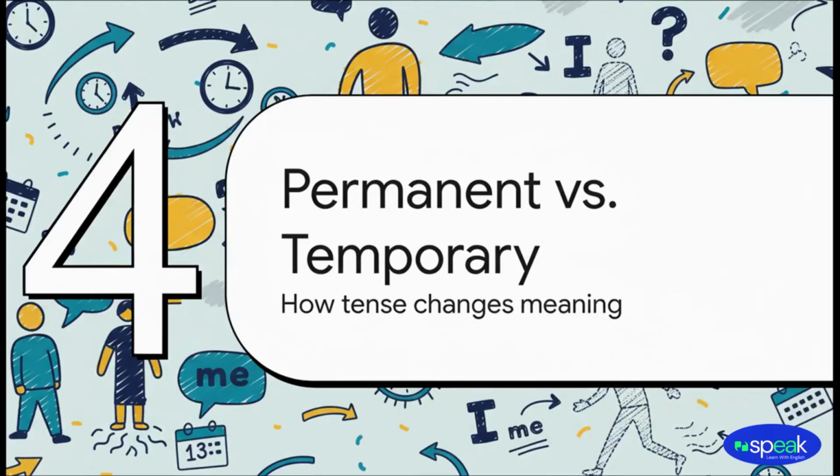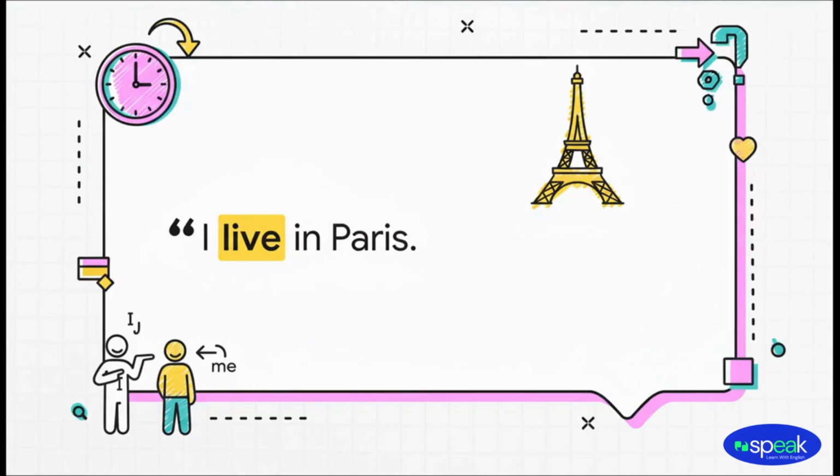Next up, let's talk about how one tiny change, switching from present simple to present continuous, can completely change how someone sees your entire life situation. This is a mistake that can have some seriously real-world consequences. So first up, let's take this simple sentence in the present simple.